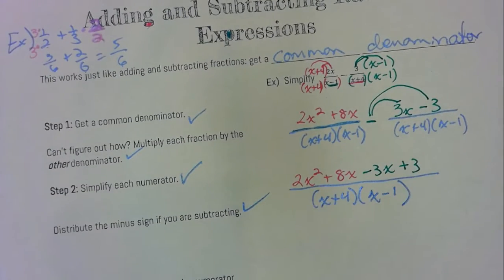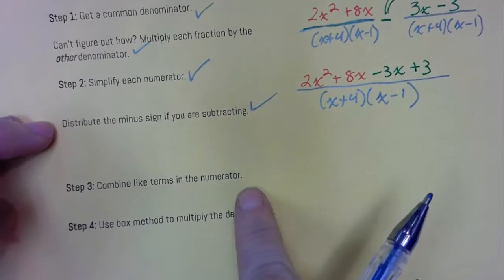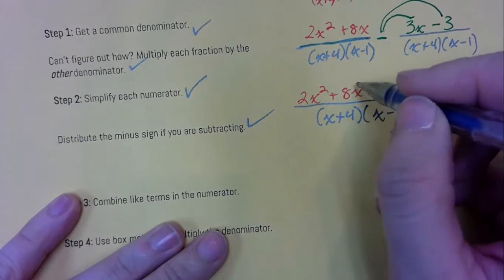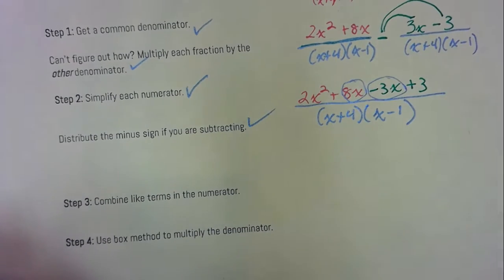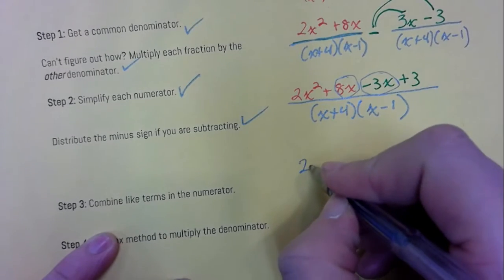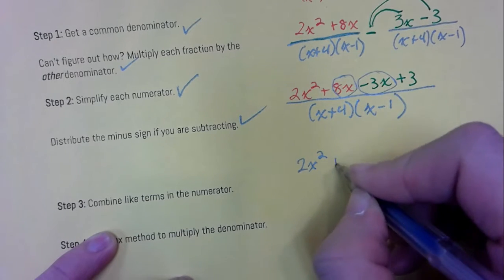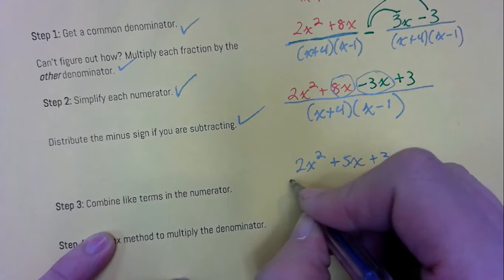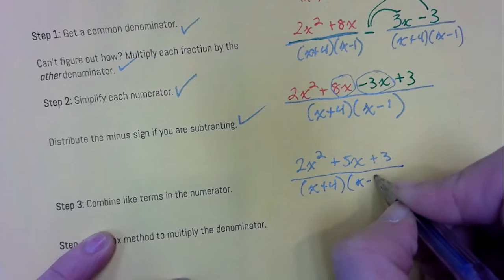Then your next step: combine like terms in the numerator. So I've got no like terms with that, but I've got x, 8x, and negative 3x. Those are like terms. So I'm going to go ahead and combine those together. So 2x squared, that's just on its own. And then 8x minus 3x is 5x. And then plus 3. And then x plus 4 times x minus 1.